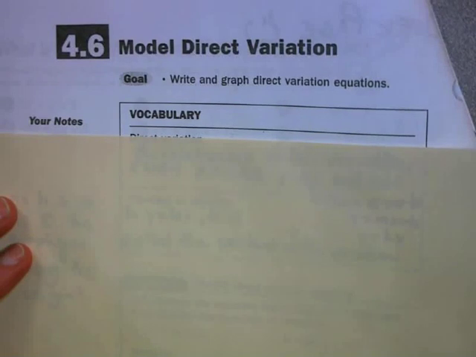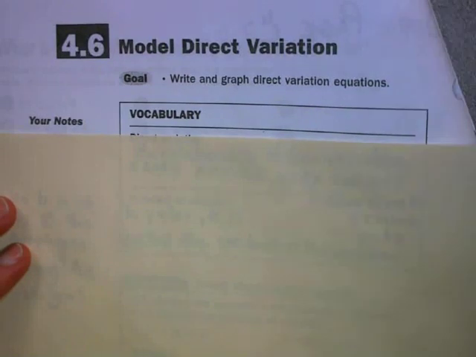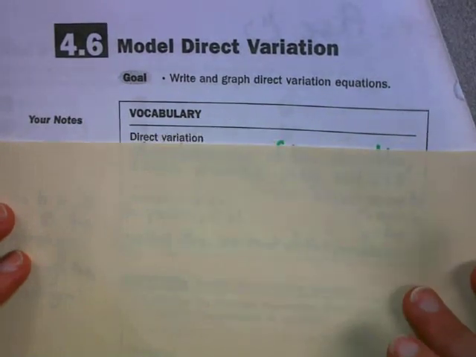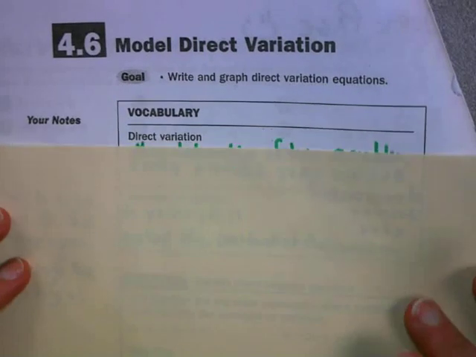Welcome to 4.6 notes on modeling direct variation. We have two vocab terms for this section. The first one is called direct variation. So we're going to talk about what that means.